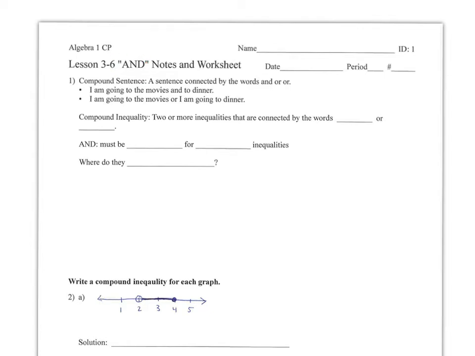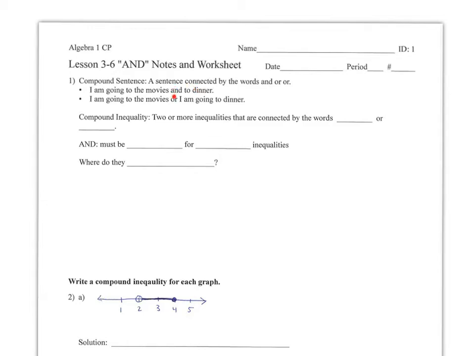So we're going to be looking at what a compound inequality is. So compound, if you're thinking about like a compound sentence, right? It's a sentence that's connected by and or or. So for example, I am going to the movies and to dinner. So and implies that both parts are true. You're going to go to the movies and you're going to go to dinner.